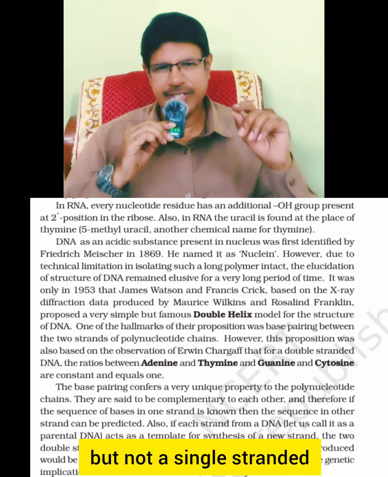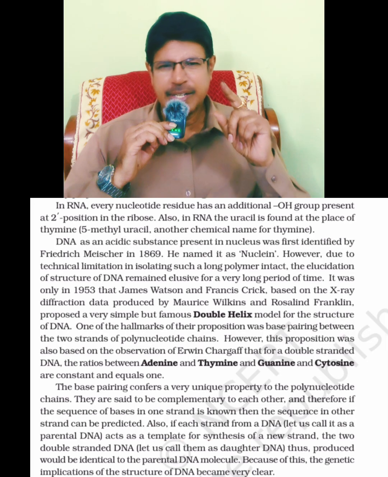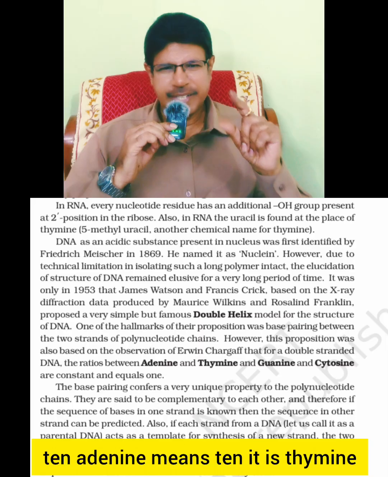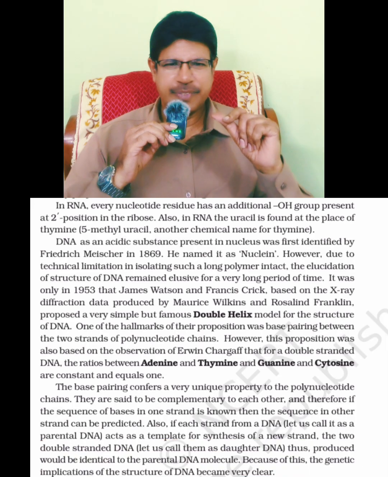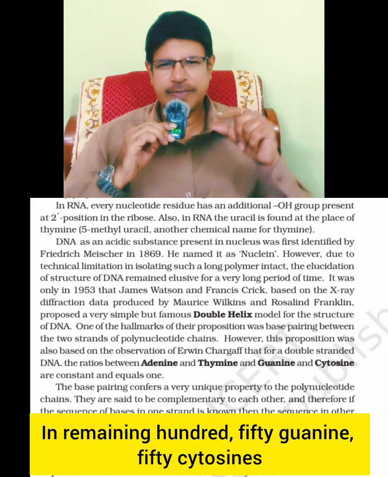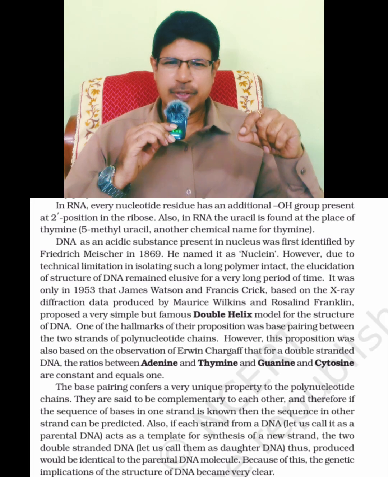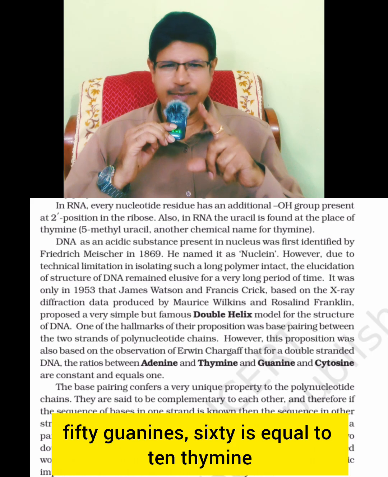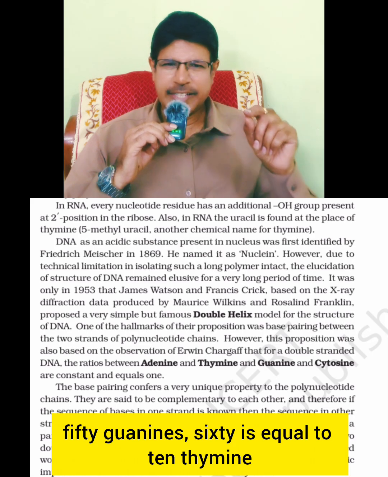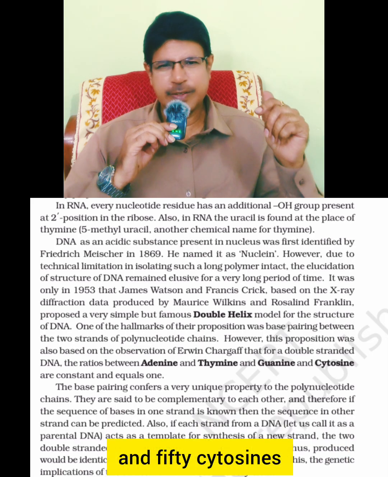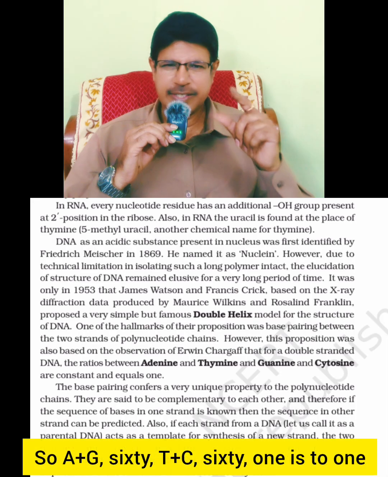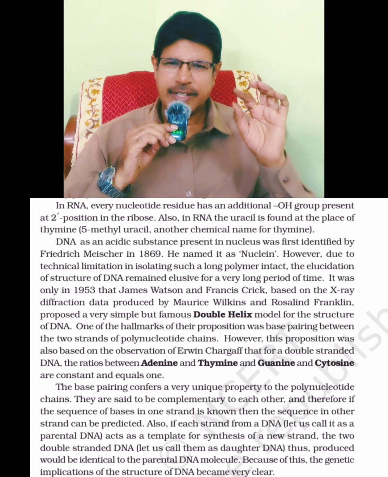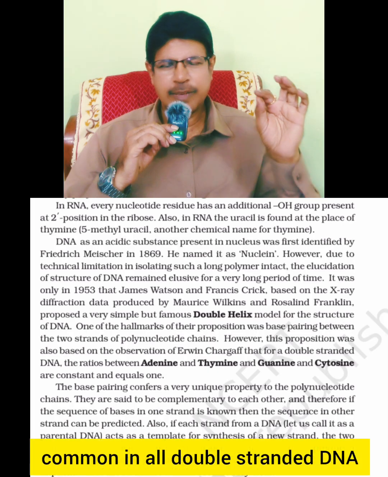So, A plus G equals T plus C is universal in all double-stranded DNAs, but not in single-stranded. Suppose in 120 nitrogen bases, 10 are adenine, which means 10 are thymine. In the remaining 100, 50 are guanines and 50 cytosines. So 10 adenines plus 50 guanines, 60, is equal to 10 thymine plus 50 cytosines. So A plus G is 60, T plus C is 60, 1:1. It is universal, common in all double-stranded DNA.